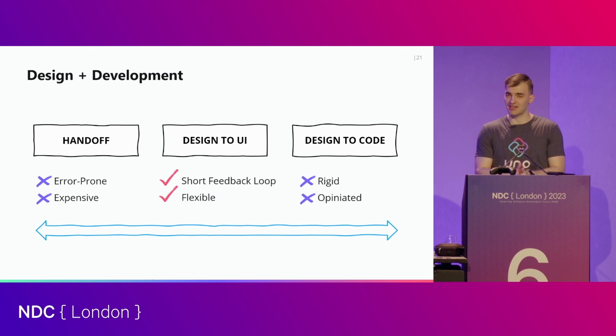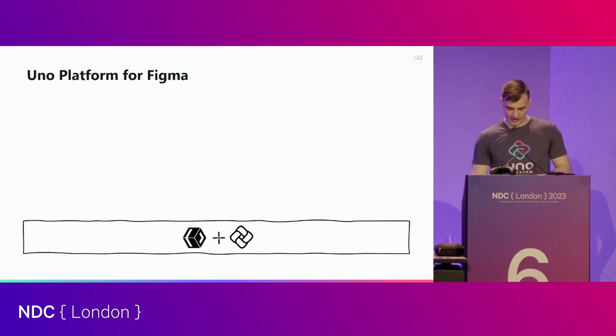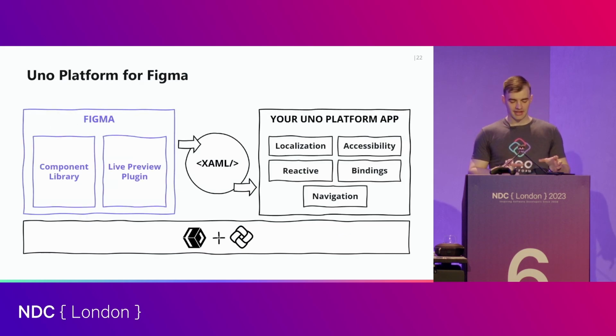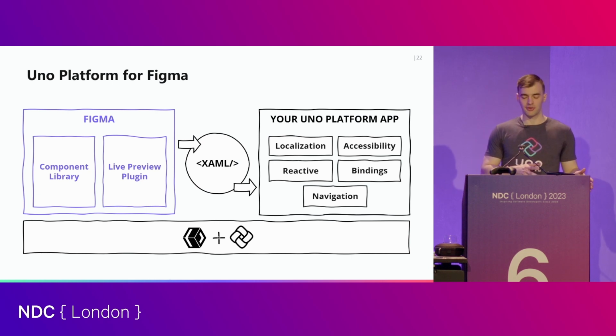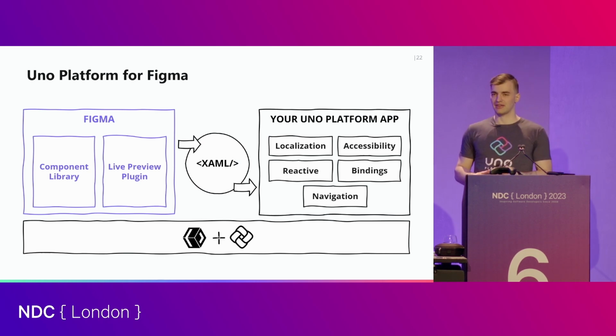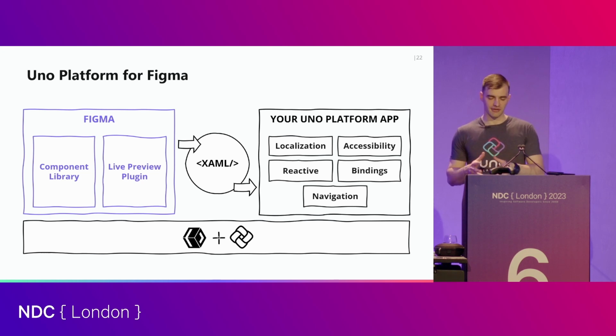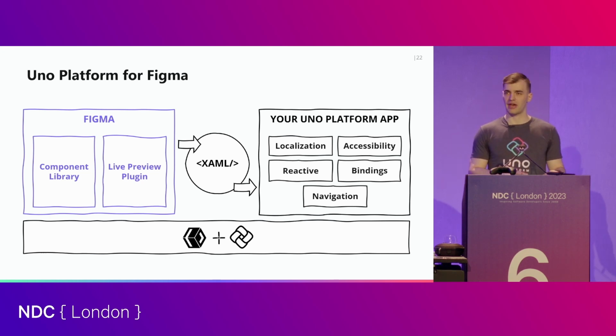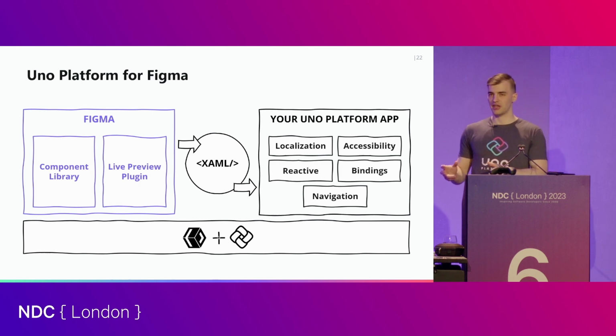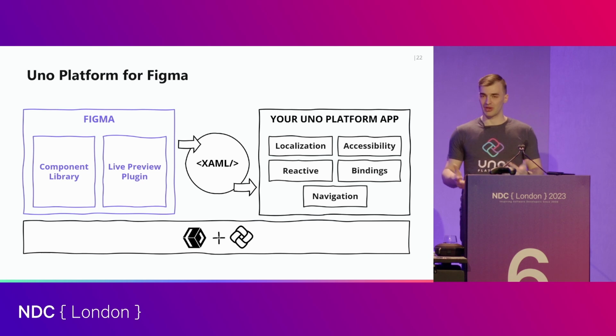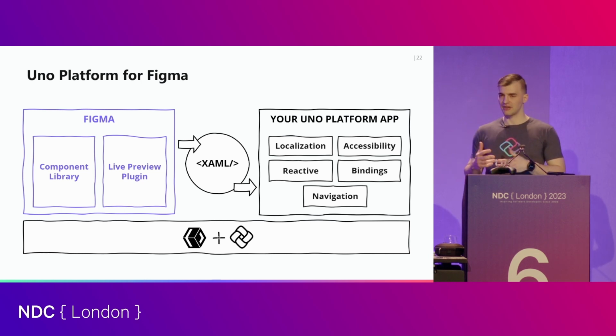And the best thing would be if you were able to directly export the design from Figma to the code. And that's what the UNO platform plugin for Figma does. So specifically, the UNO platform plugin for Figma gives you access to all the components in UNO platform and a live preview plugin that shows you the UI directly within Figma. And then, when you're satisfied with your design, you export it into XAML and just copy-paste it in your application without having to write any platform-specific code or without having to write the design manually.